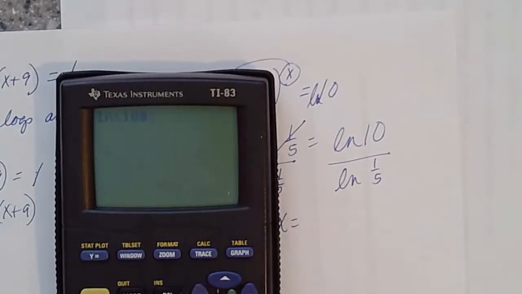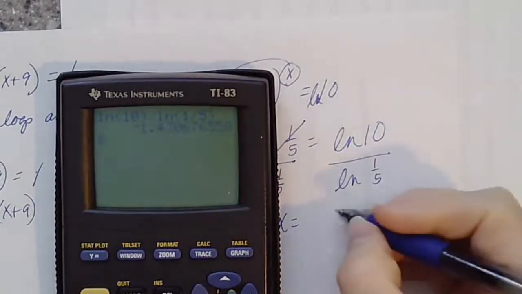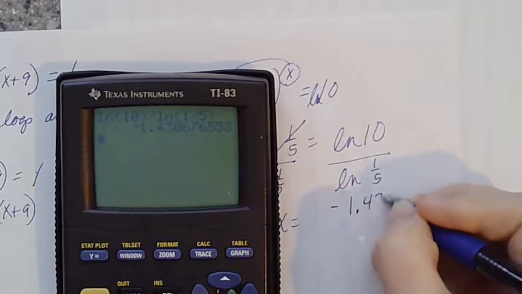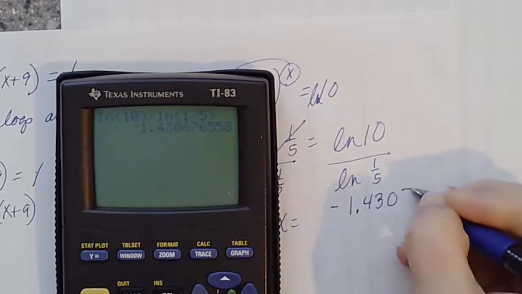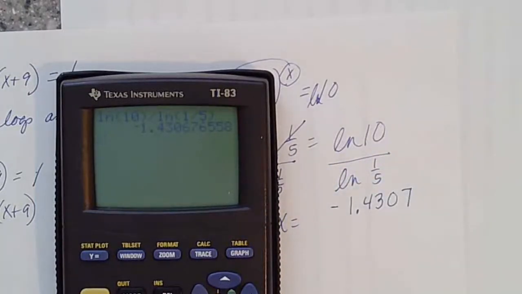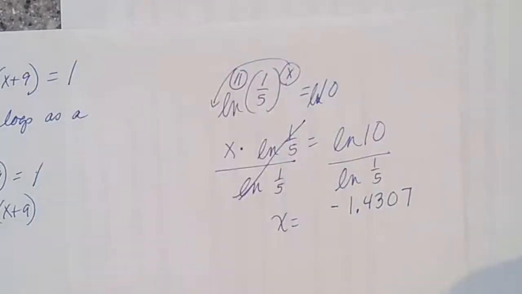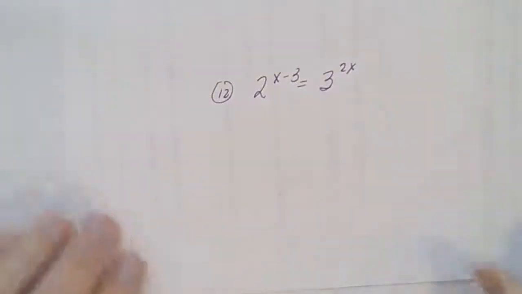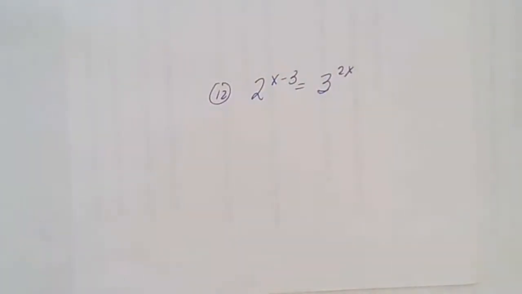Okay, and that's negative 1.430. I'm going to round that to 7 if I'm doing 4 places. Okay, number 12, same concept, but just a little more with the decimals to give us more steps to do, but it's the same concept.